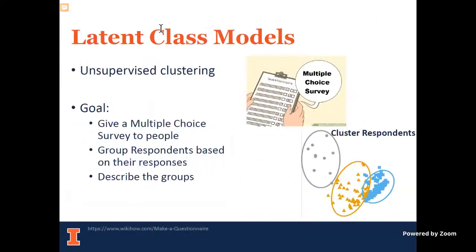the idea around latent class models is a form of unsupervised clustering. The goal is you're going to give some sort of multiple choice survey out to people. They're going to fill it out, and we want to group the people who answer based off of their responses. A good example here, you might think of a personality test. That's a pretty common use case.